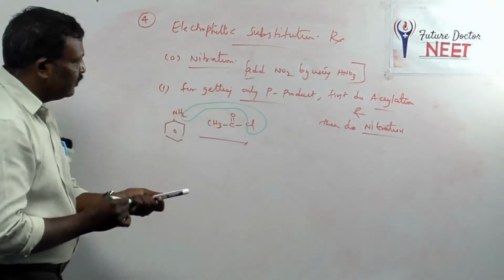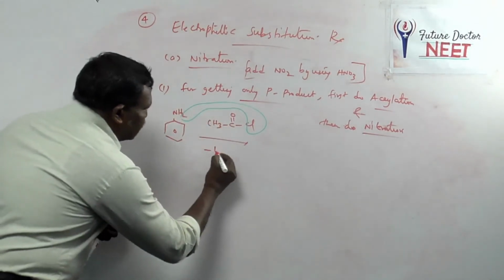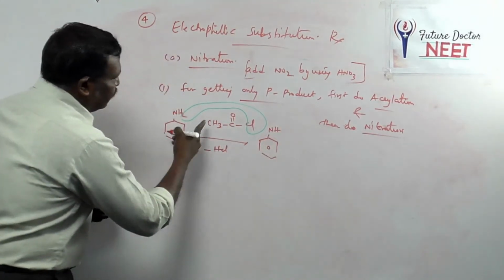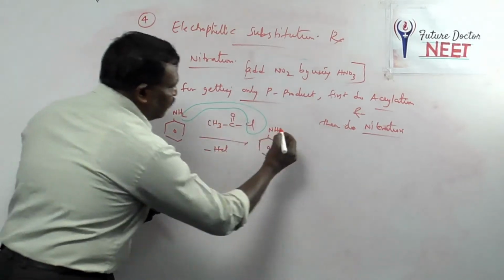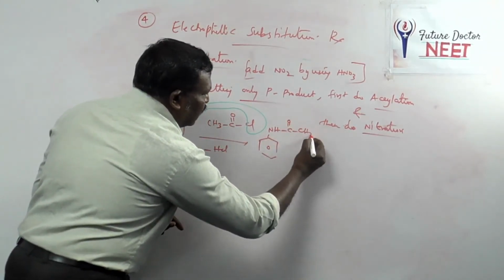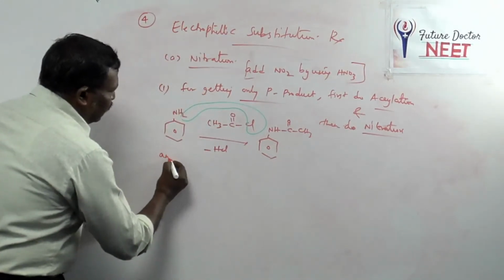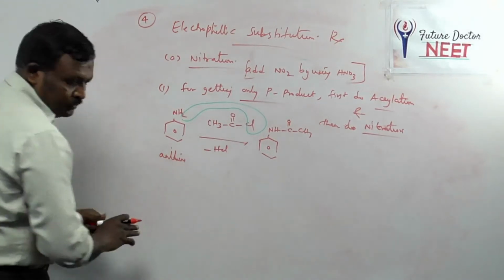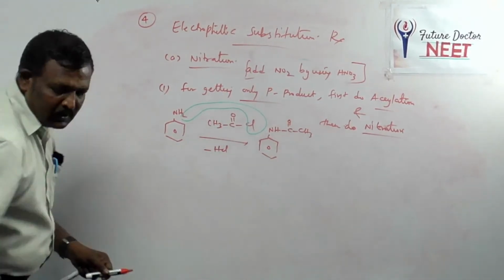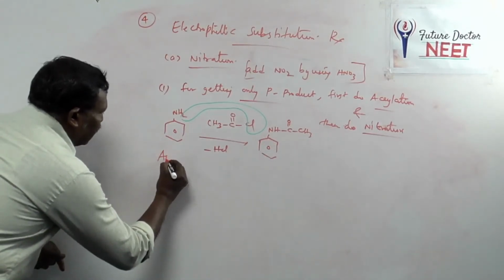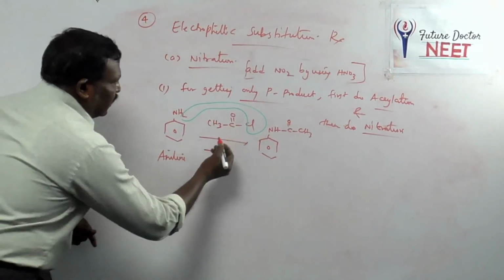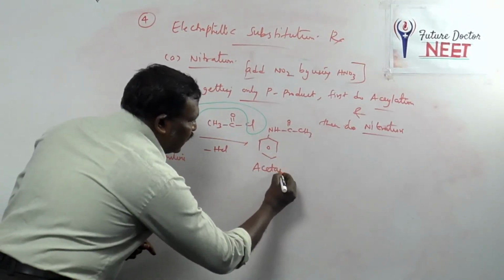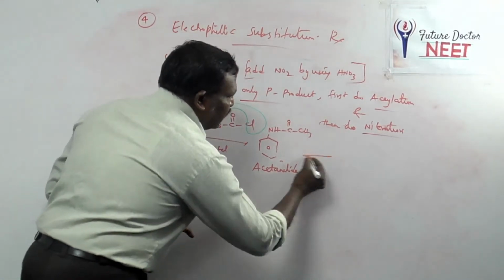What happened? Minus HCl is removed, no? Now the product is what? NH, right, in inverse. C double bond O, CH3. Are you following? Okay. This is called aniline. The name will be somewhat different one. Aniline plus acetyl chloride. This is called acetanilide. Just remember the formula.